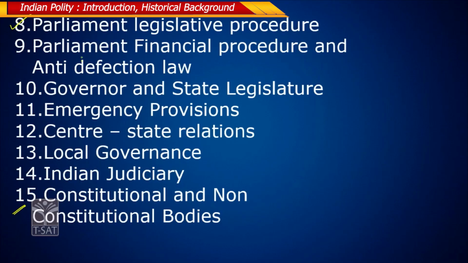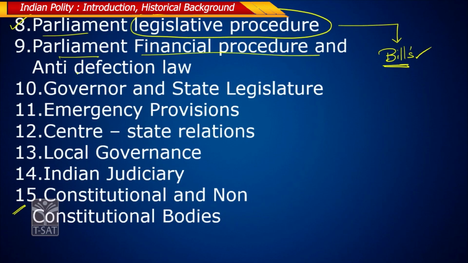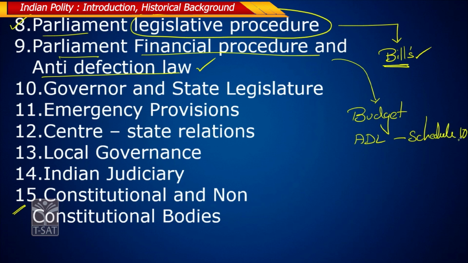So, the eighth topic we have is Parliament Legislative Procedure. In this, we will be discussing certain bills: money bill, financial bills, constitutional amendment bills, financial bill type 1 and type 2, how the bills are passed in the parliament, what is the first house, what is the second house, and what are parliamentary committees. All the questions will be based on that. And secondly, we have Parliament Financial Procedure and Anti-Defection Law. In Parliament Financial Procedure, we have the budget and how the budget is passed, and for Anti-Defection Law, we have to cover the 10th Schedule also. So, these are the two things we will be dealing with in the ninth topic.